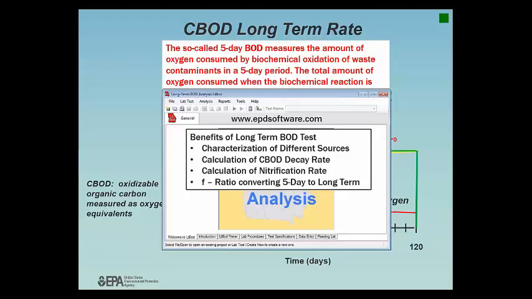It would calculate a nitrification rate that goes into the model. That would be the amount of oxygen consumed by the conversion of ammonia to nitrate. And then lastly, it'll give you an F ratio for converting a 5-day measurement to a long-term measurement, which is very handy, which means you don't have to do long-term measurements over long periods of time for each individual sample.